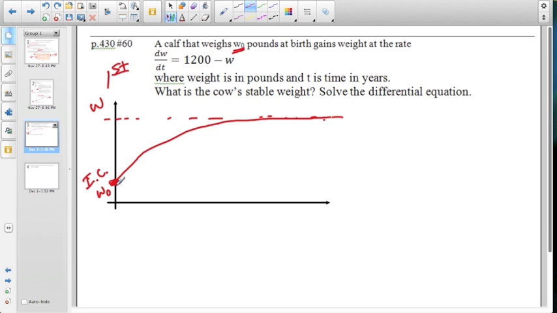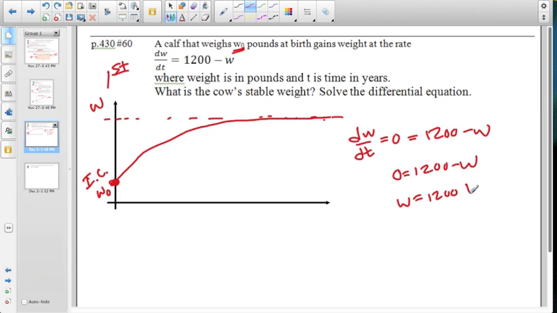And we know that this flattens out, so the derivative of this function is approaching 0 as time passes. And so we're just going to go ahead and set the derivative of that function equal to 0. And once we do that, we can find the value of the weight that the cow approaches as the cow ages. As we solve this, that cow is approaching 1,200 pounds. And so that asymptotic level is 1,200 pounds.